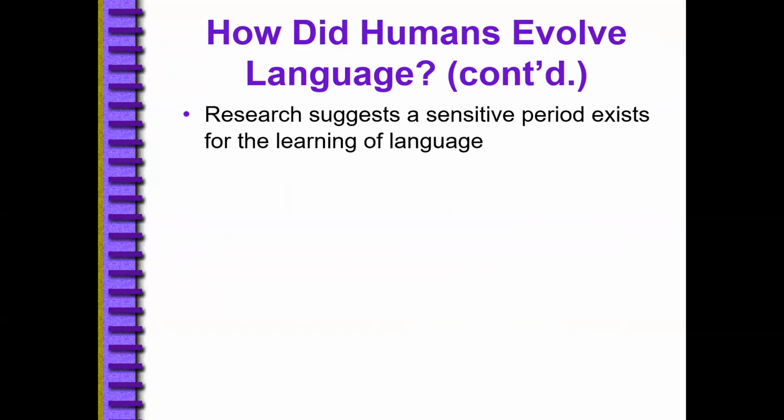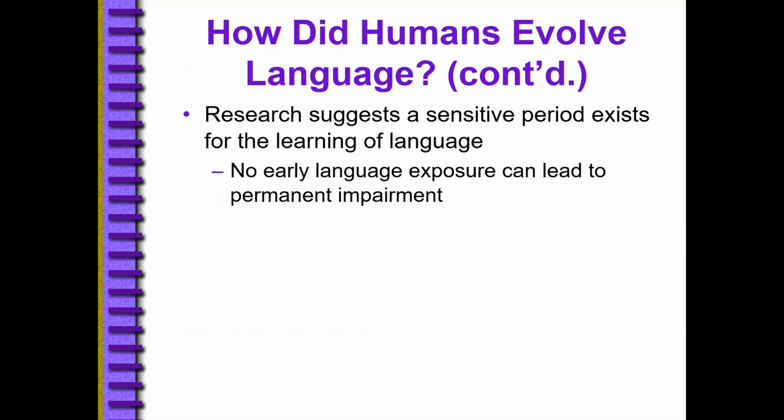But yeah, we've talked before about sensitive periods in terms of brain development, in terms of developing our sensory systems. We also have a sensitive period for language development. But again, if you don't have that early exposure, then that can lead to some impairment later on.